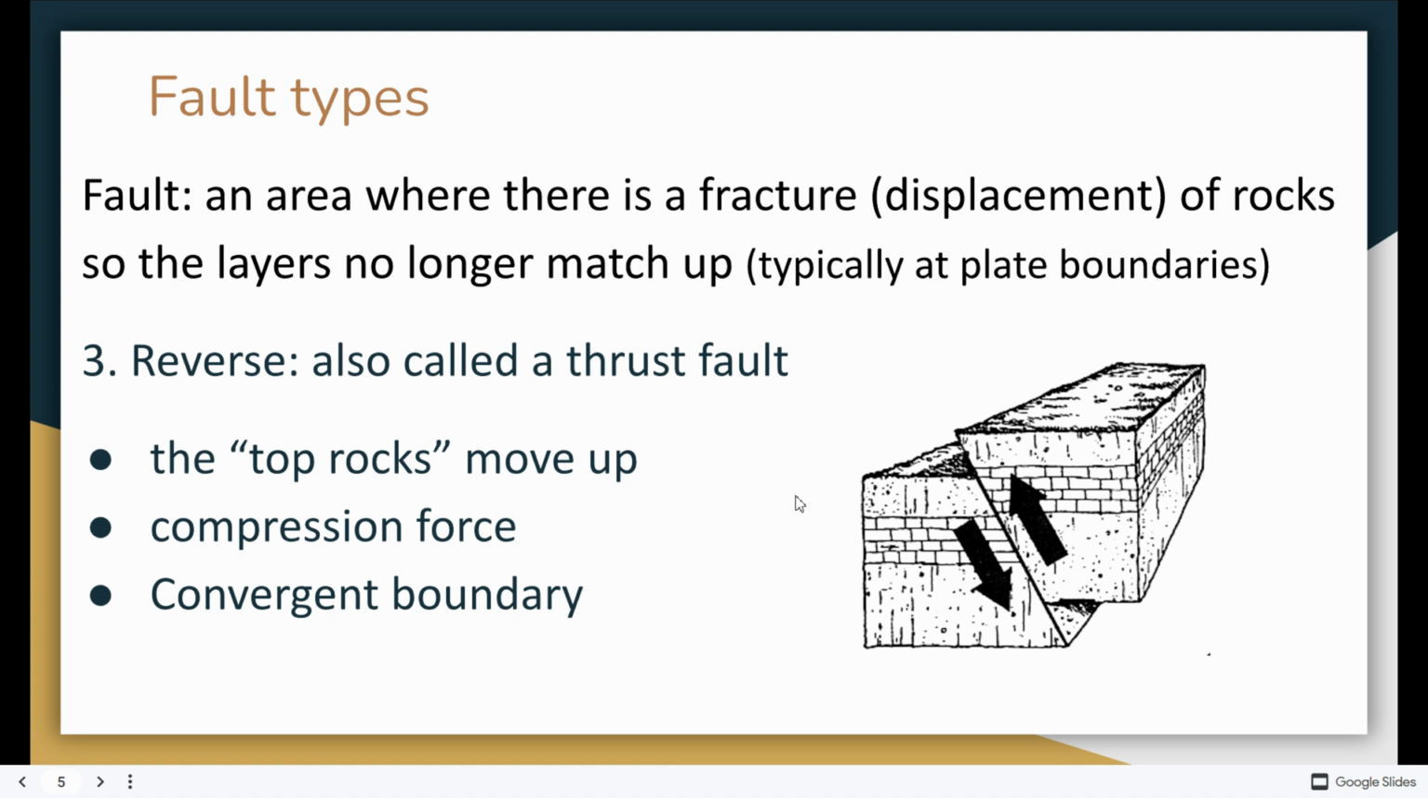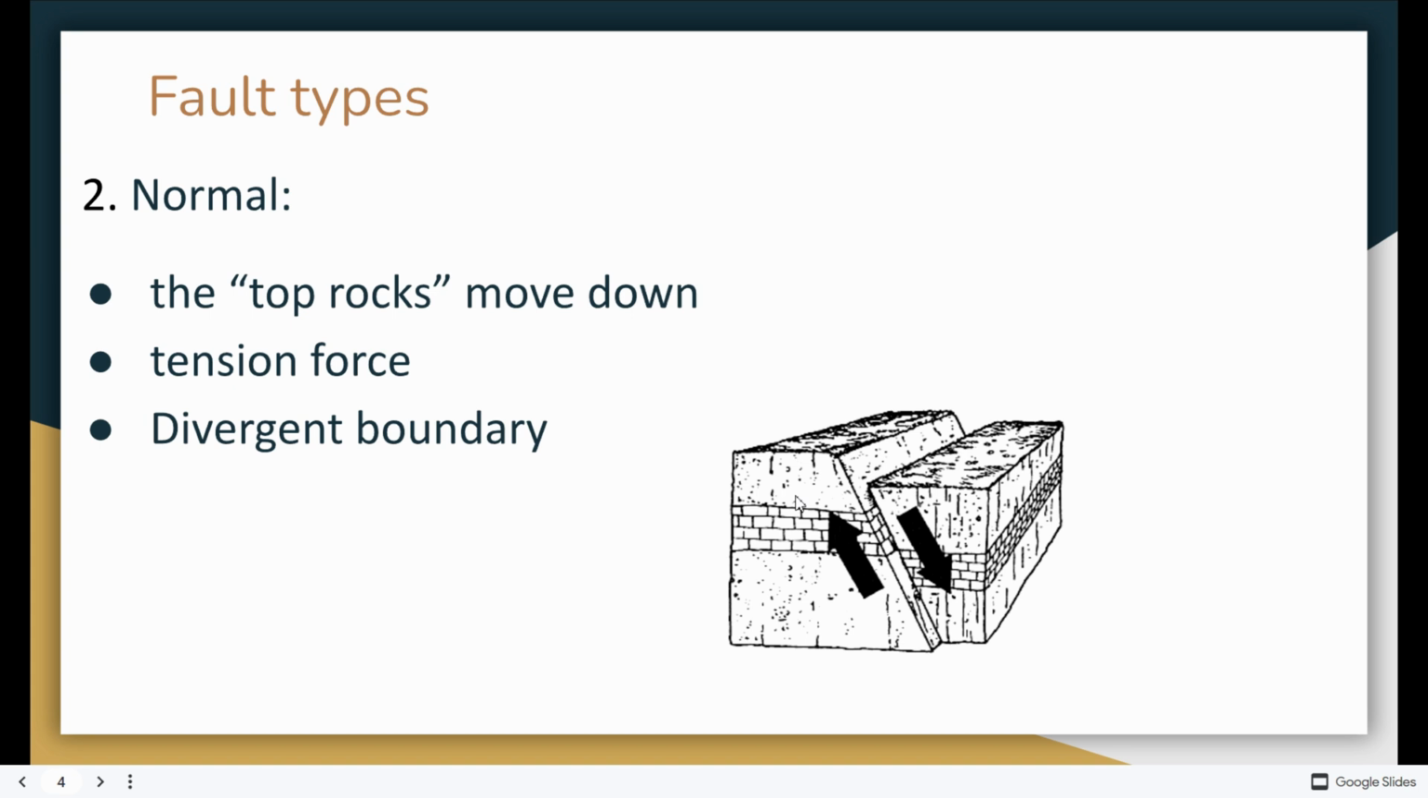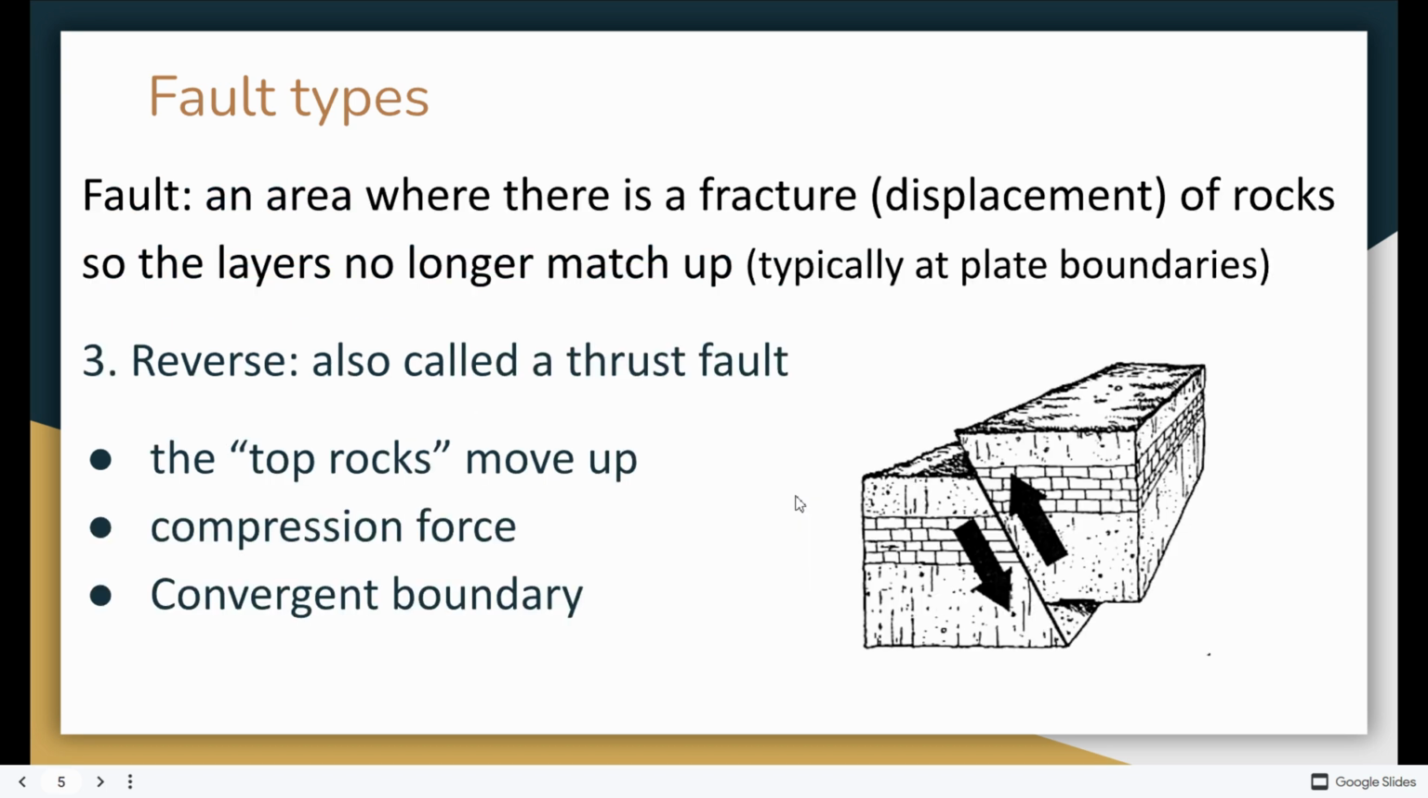Everybody see the difference between them? Normal, slides down, it's open above both sets of rocks, nothing hanging over. Reverse, this one slides up and you have this overhang right here. Okay? Again, you will need to know the type of force that happens for each fault type at each boundary. So reverse, compression, convergent.